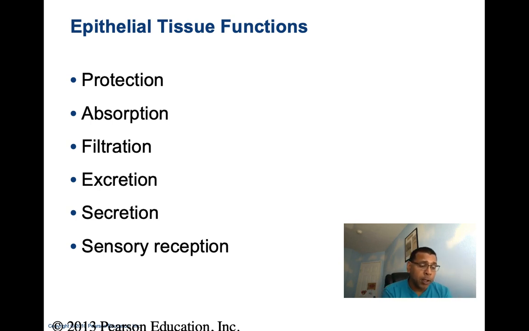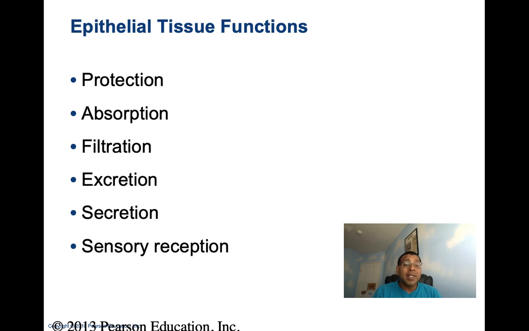Filtration then is a third function. Filtration is a function of the cells in the kidney. When we talk about the kidneys, each kidney is going to contain cells that will be responsible for filtration. Excretion is also a function of the cells in the kidneys and also of epithelial cells in our sweat glands. Excretion, they'll be removing from the body.